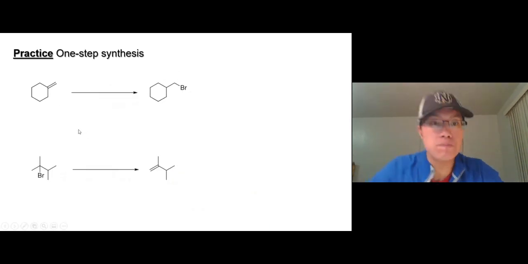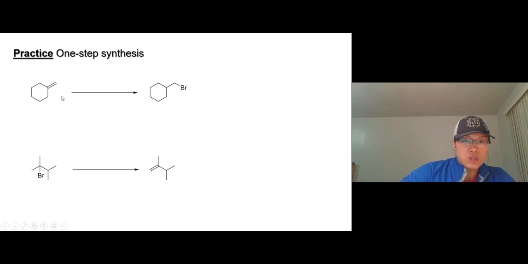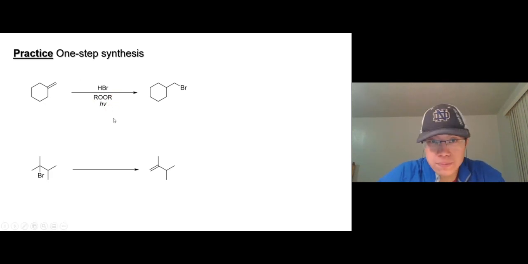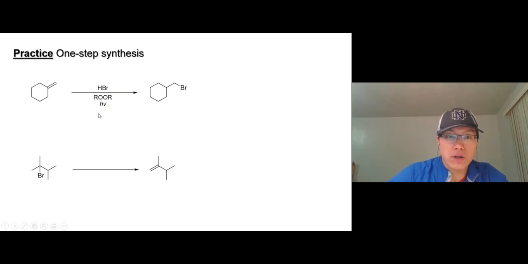One more time, let's see what's going on in here. So we add bromine and hydrogen, anti-Markovnikov orientation. So we're gonna use HBr and then peroxide and light to initiate the reaction. Okay, that's anti-Markovnikov. Lastly, bromine right here, substitution alkyl halide, and we get a double bond, totally elimination.